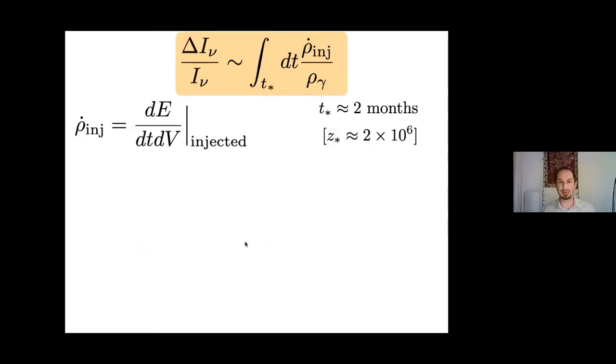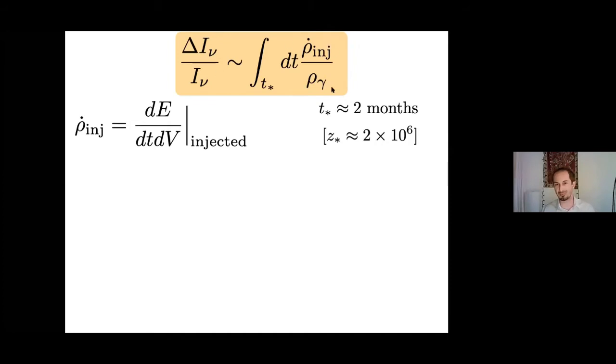So what is the typical amplitude of this distortion, the fractional distortion to the CMB intensity? This is roughly speaking an integral over time of rho dot inj, which is the energy that you inject per unit time, per unit volume, divided by rho gamma, the energy density of CMB photons. And so you see that this is a dimensionless quantity. This integral over time starts at this critical time of about 2 months, which corresponds to redshift about 10 to the 6. So this is a very simple thing to remember.